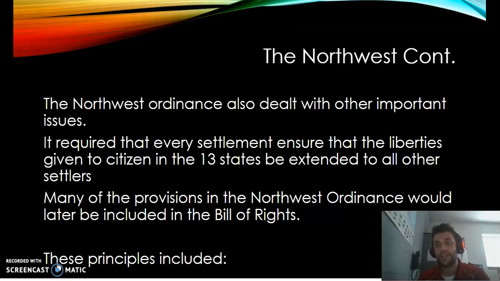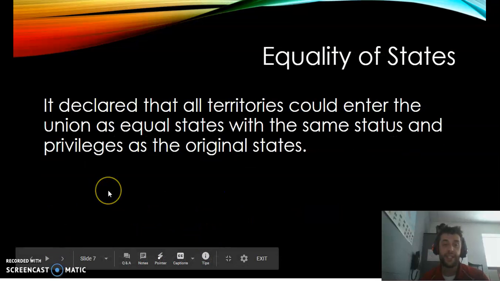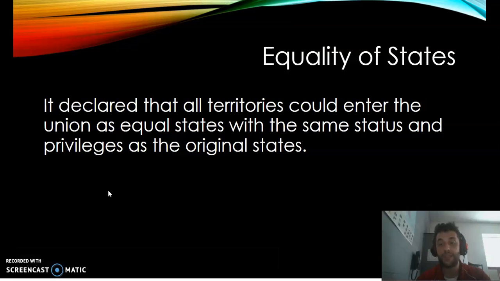Now, many of the provisions in the Northwest Ordinance would later be included in the Bill of Rights. We're going to talk about the Bill of Rights later, and what the Bill of Rights is. It's a part of our Constitution. But some of these principles are: it declared that all territories could enter the Union as equal states with the same status and privileges as the original 13.